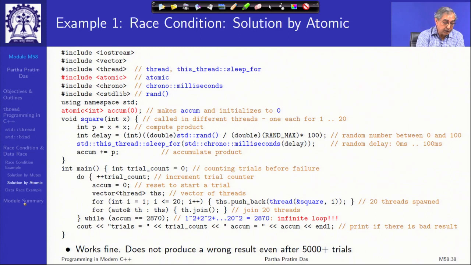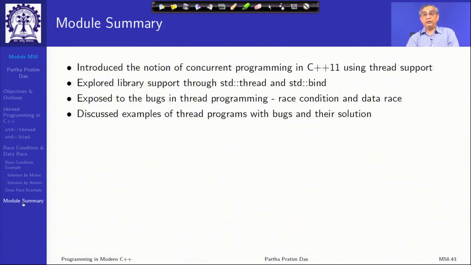So this is broadly the basic introduction to thread programming and the race condition. We will talk more about these in the next module, but we have got a sense of how to create threads, how to run them, how to join, how to bind functions or functors to the thread, and how to solve very simple problems of race condition using mutex or atomic. We will discuss more of these in the next module.